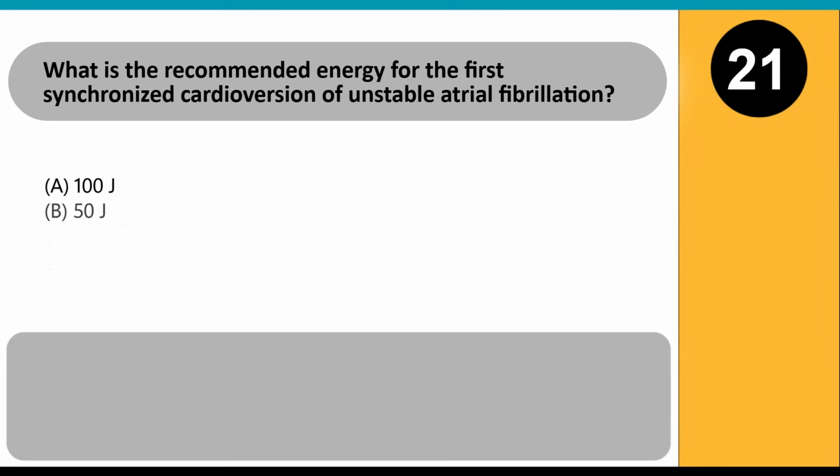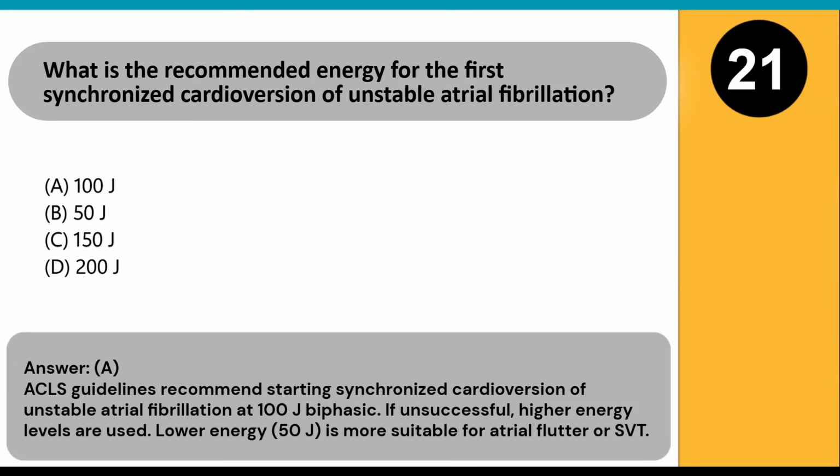What is the recommended energy for the first synchronized cardioversion of unstable atrial fibrillation? A. 100 J. B. 50 J. C. 150 J. D. 200 J. Answer: A. ACLS guidelines recommend starting synchronized cardioversion of unstable atrial fibrillation at 100 J biphasic. If unsuccessful, higher energy levels are used. Lower energy, 50 J, is more suitable for atrial flutter or SVT.